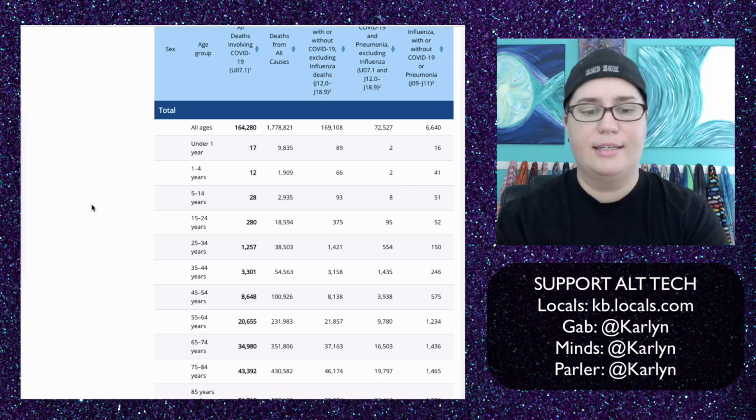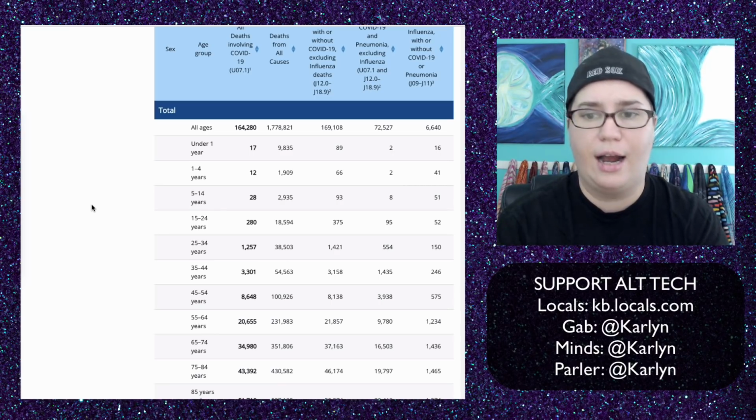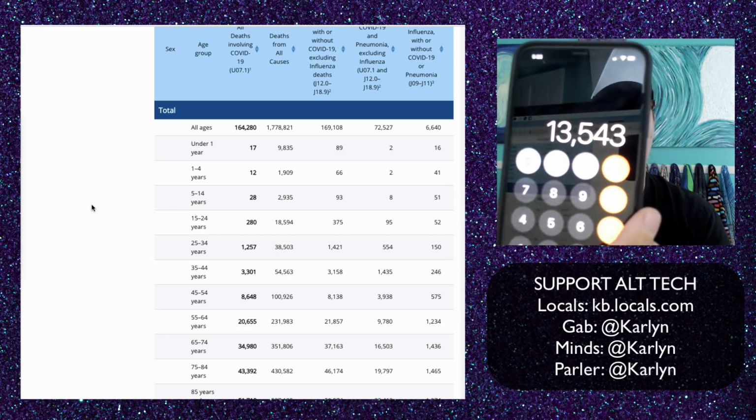So we're going to see that 17 people under 1 year old have died, 12 from 1 to 4 years old, 28 from 5 to 14, 280 from 15 to 24, and then 1257 from 25 to 34, and then 3301 from 35 to 44, and then our last one is 8648 for 45 to 54 years old. And the total of that is 13,543.